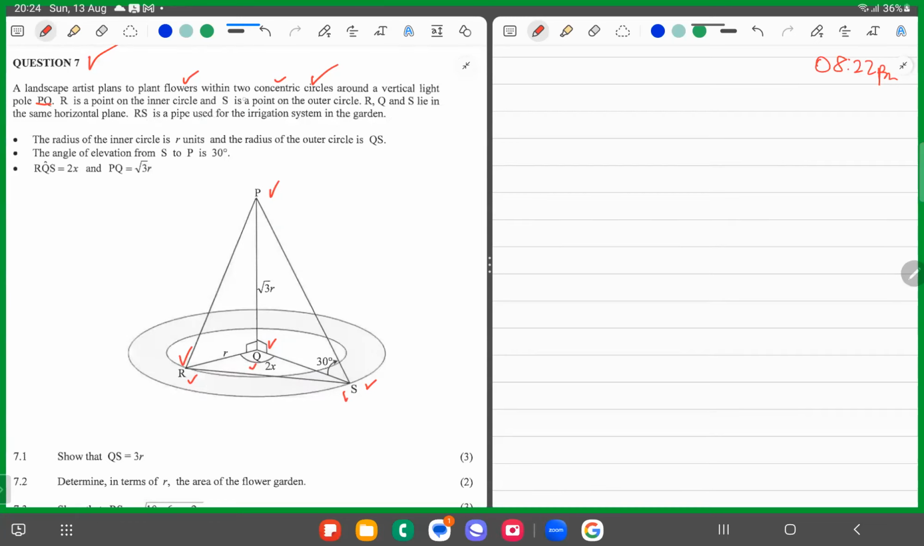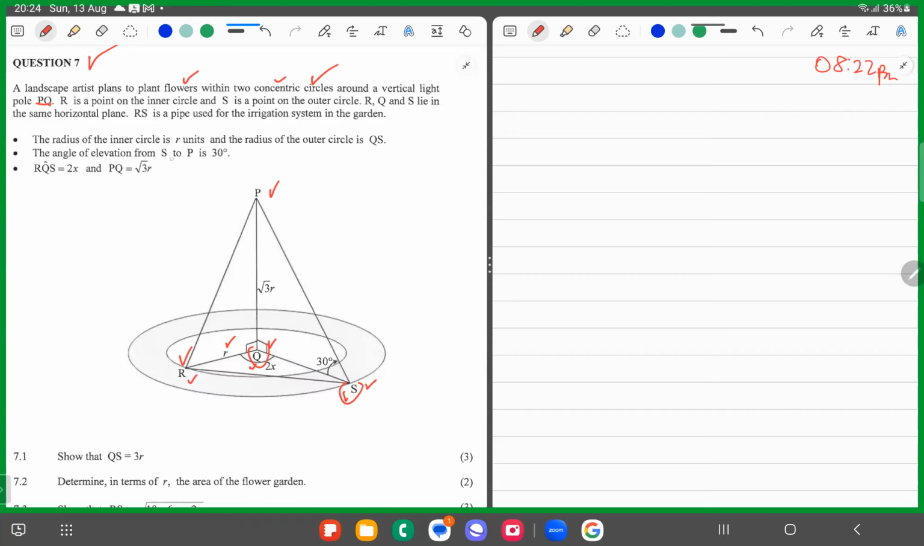RS is a pipe used for the irrigation system in the garden. The radius of the inner circle is R units. It has been shown to be R units. And the radius of the outer circle is QS. You have Q and you have S.